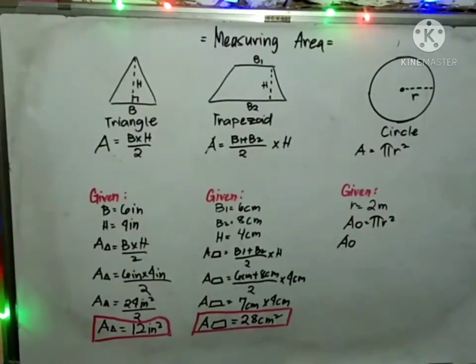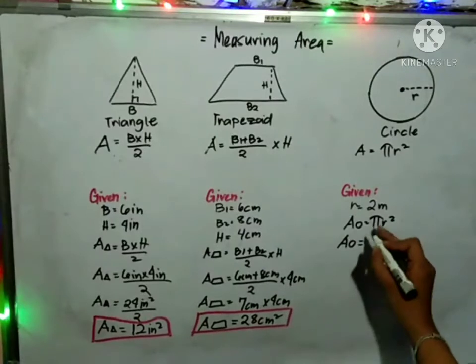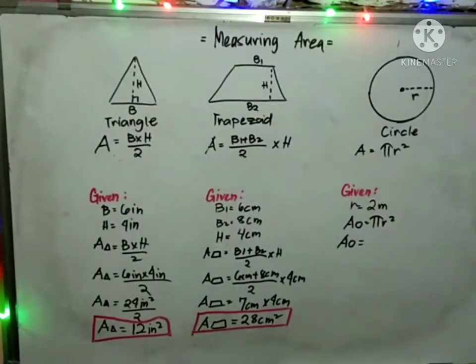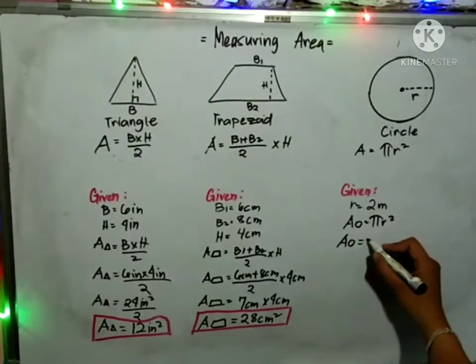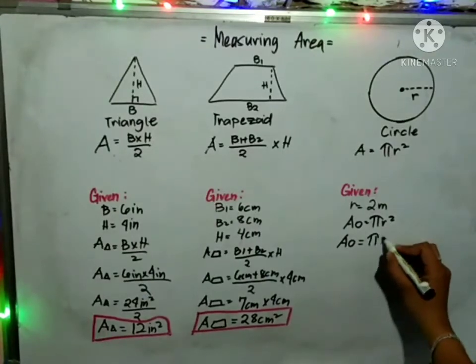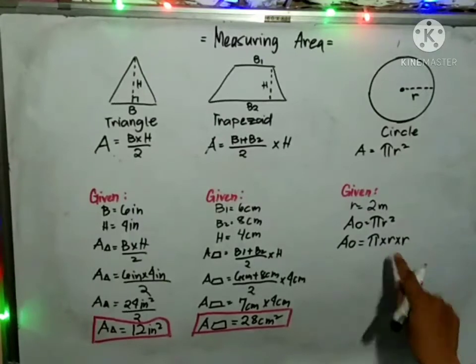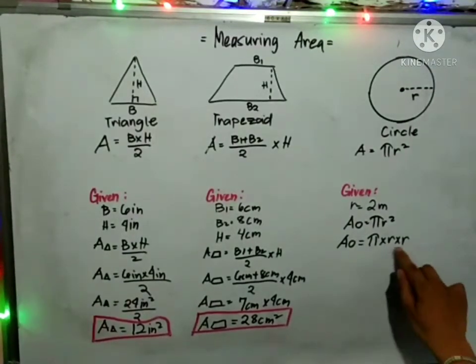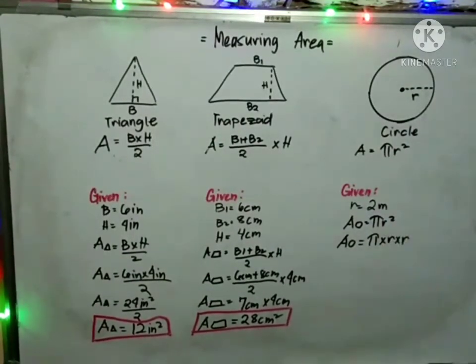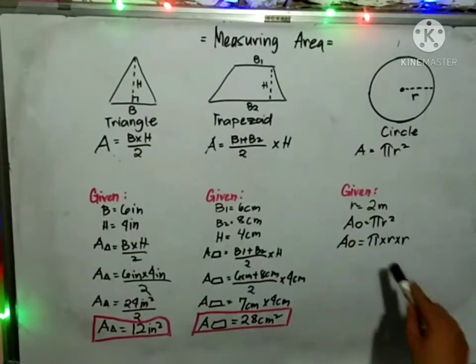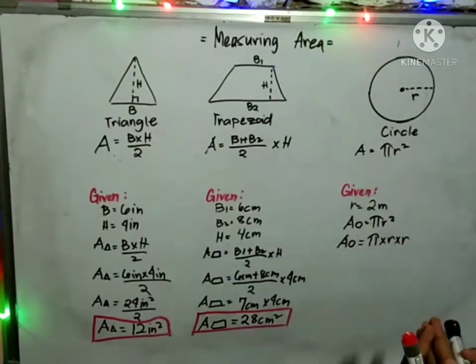So sabi daw ang area ng circle is equal to pi times r squared. So area of circle is equal to pi times r times r. Ito na yung r squared. R times r is equal to r squared. Okay po. So, mas pinakita lang natin kung ano bang ibig sabihin ng formula na yan. Now, solve na natin siya.